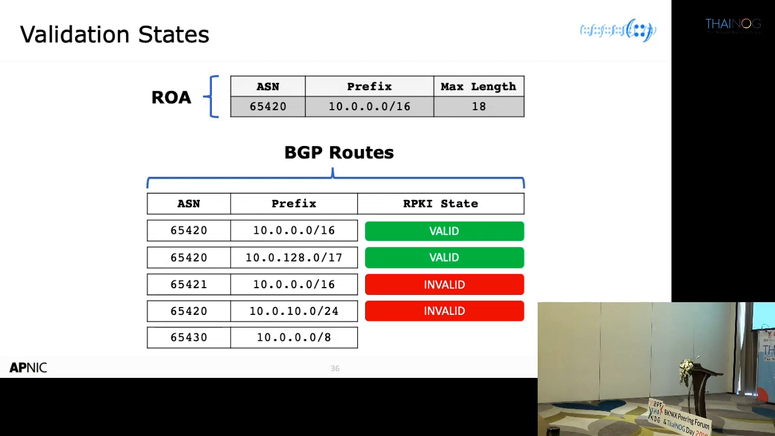Okay, I have a loud valid from a big fella. Okay, I have a wrong AS, that means invalid? Are you saying it's invalid?